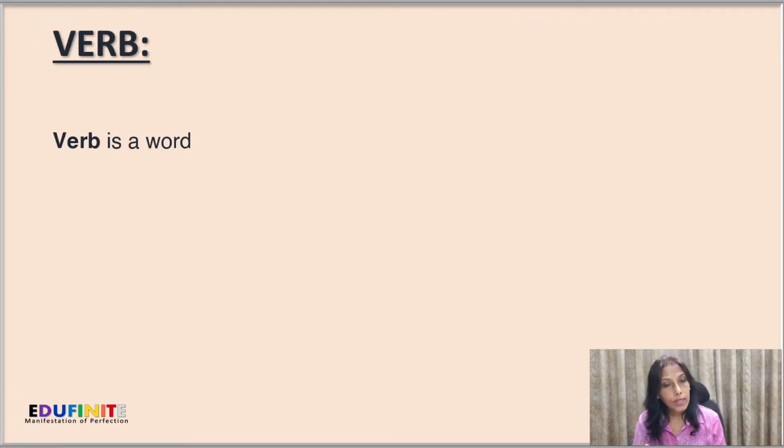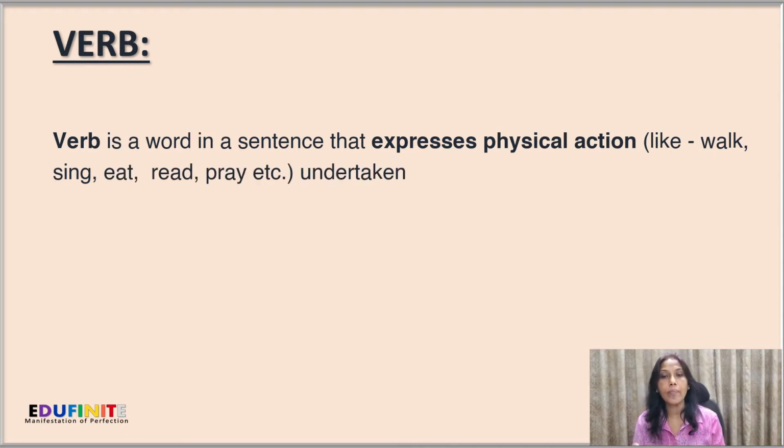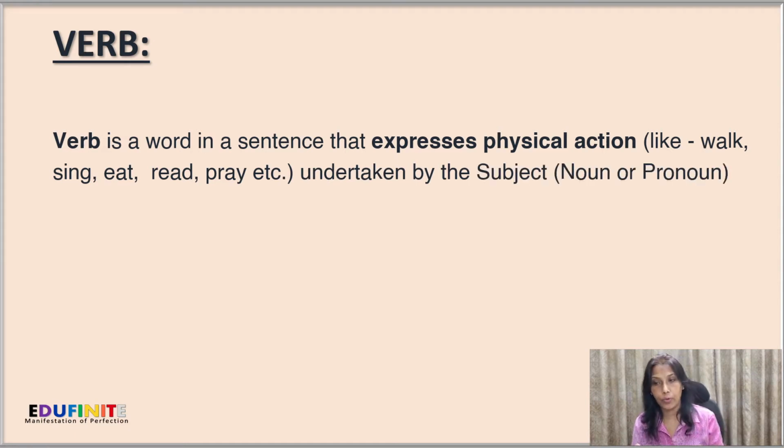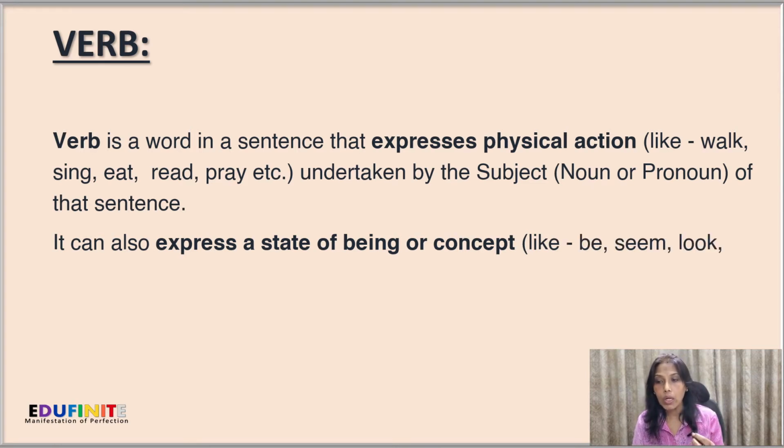Now next is verb. What are verbs? A verb is a word in a sentence that expresses physical action like walk, sing, eat, read, pray, etc. undertaken by the subject, that is the noun or the pronoun of that sentence. Now, it can also express a state of being or concept like be, seem, look, smell, have, etc.